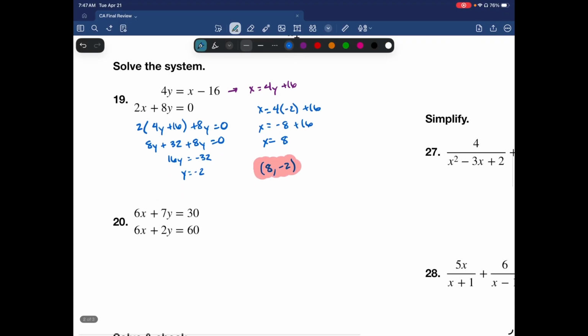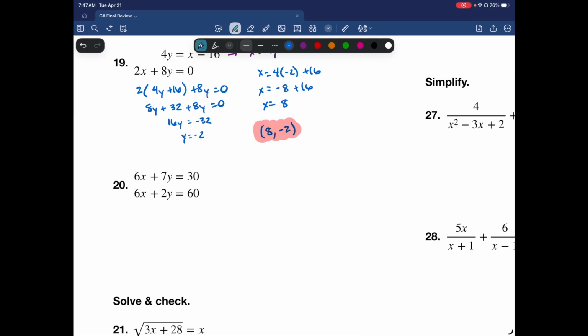All right, and then for 20, this is really set up for elimination. So I have 6x over 6x, which is great. I just need one of them to be negative. So I'm going to change the signs of that first one. Okay, so that's going to give me negative 6x minus 7y equals negative 30. Okay, and so I'm going to get rid of that. That's going to give me negative 5y equals 30. Y equals negative 6. So I'll take that and plug it back into one of my originals.